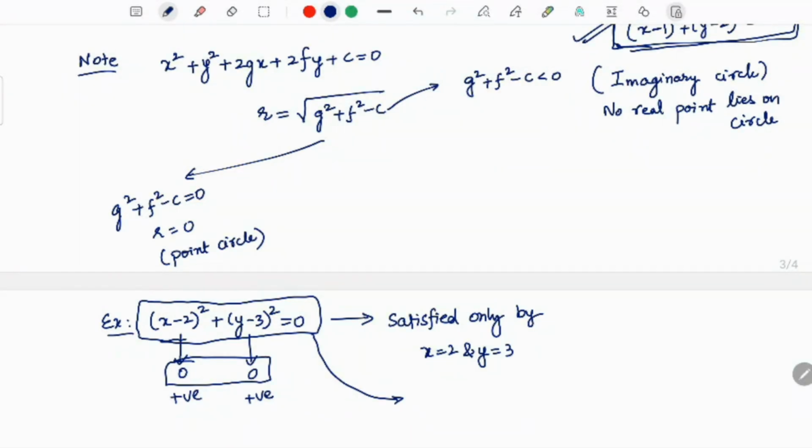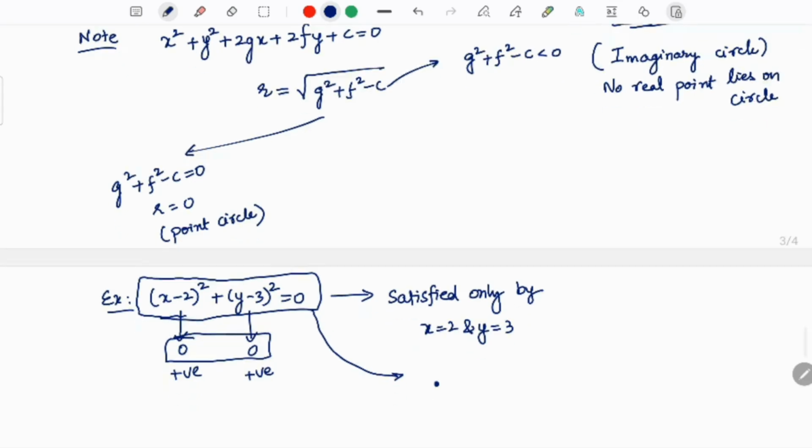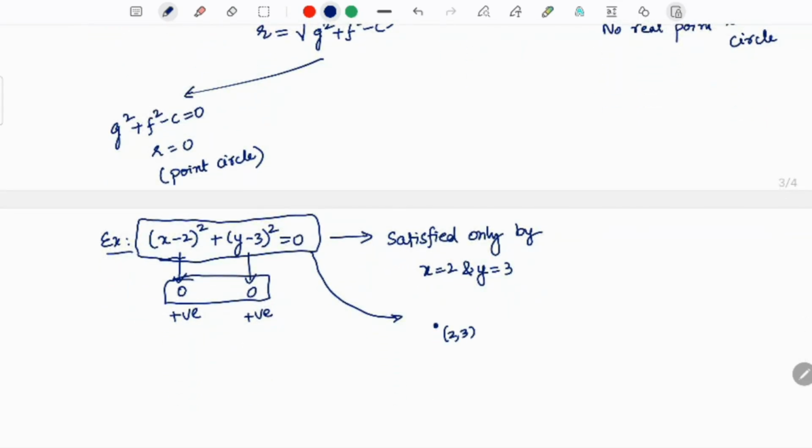All right. So point circle means we have to think like this: exactly one point will satisfy the circle equation. Only one real point lies on the circle. And what is the radius of the circle? That is 0. In my mind, I always think like this: I have a circle, the center is 2, 3, and the radius is 0. Radius 0 means all the points on the circle are moving and getting converged at the center. So in the case of a point circle, the radius is 0 and only one point lies on the circle. That is the center of the circle, 2, 3 only.